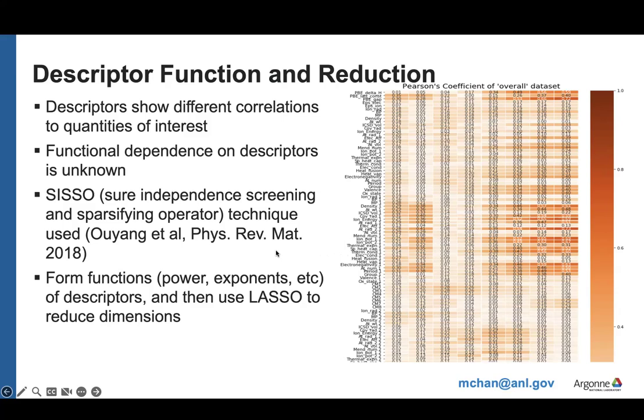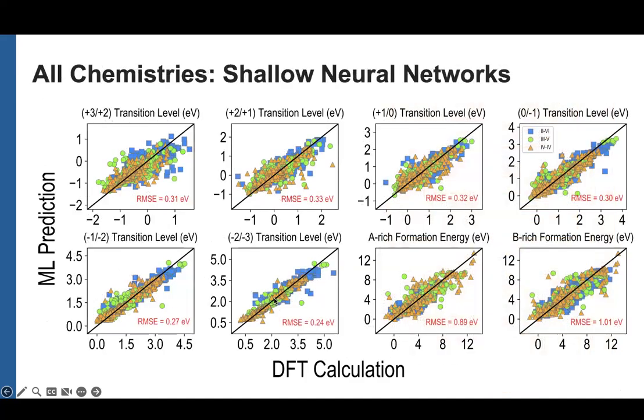And then you use lasso, which is a sparsifying step, to pick out essentially the combinations that are useful. So that's what we did, and here are some of the results. I know that this looks worse, but it's like a graphical thing. But the errors in the transition levels are pretty much in line with what we saw with just cadmium chalcogenides. So about 0.2 to 0.3 eV in charge transition levels, defect levels.